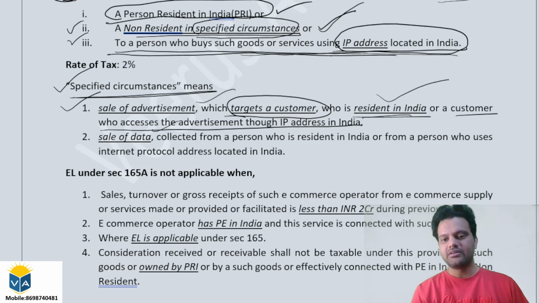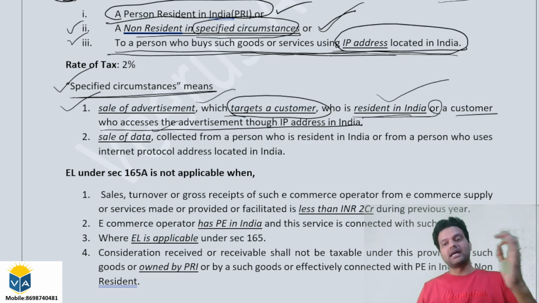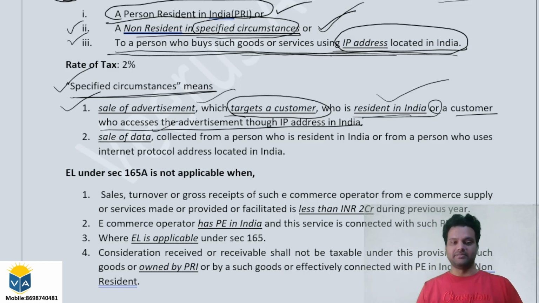Or they have used one more interesting statement here: the customer who accesses the advertisement through an IP address located in India. So it's not only covering the person resident in India who is watching within India; anybody who accesses this particular advertisement sitting anywhere in the world but uses an IP address located in India is also covered by this particular levy. So specified circumstances means sale of advertisement which targets a customer who is a resident in India or who accesses the advertisement from an IP address located in India. Simple example. Just remember the Facebook and hotel example for this.